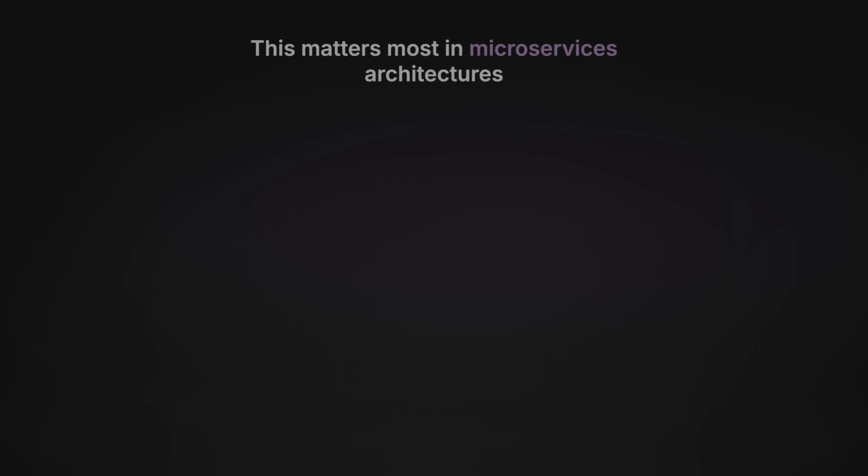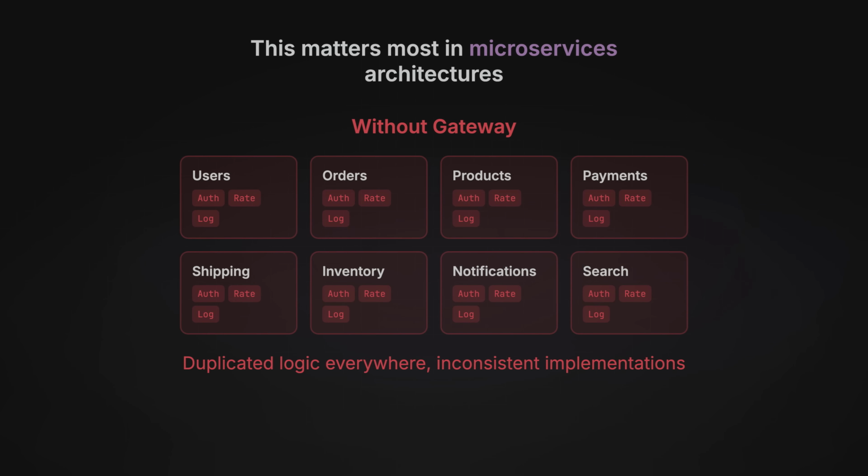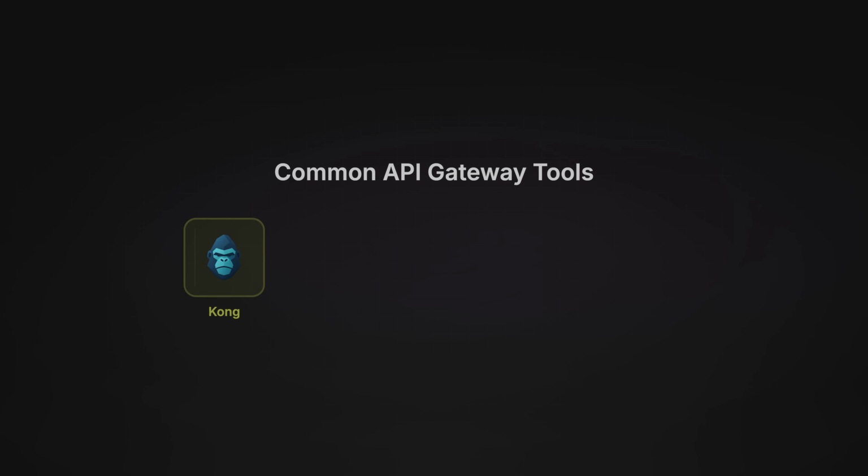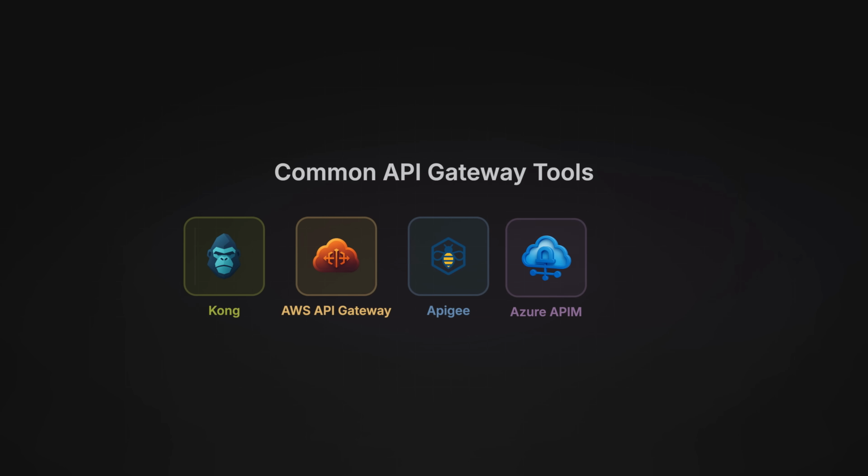This matters most in microservices architectures. You might have 20 services. Without a gateway, each implements its own auth, rate limiting, logging, inconsistently with duplicated effort. With a gateway, cross-cutting concerns live in one place. Services stay focused and simple. Common tools: Kong, AWS API Gateway, Apigee, Azure API Management, Tyk.